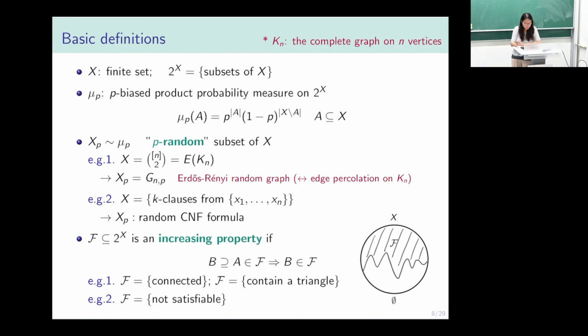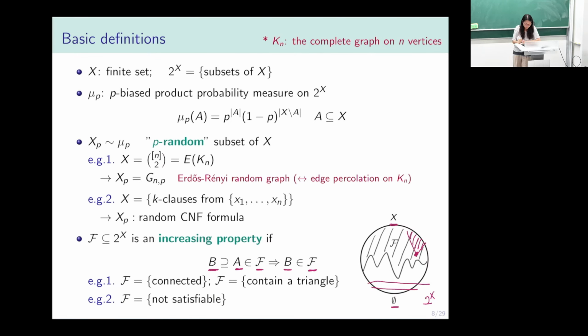Next, we use calligraphic F for an increasing property. The definition of an increasing property is this: whenever a set contains an element of F, then this set is also contained in F. In other words, an increasing property means we can't destroy the property by adding elements. On the right-hand side, I drew a picture of an increasing property. This circle is the picture of 2 to the X with the natural poset structure. We have the empty set at the bottom and the entire set on top. So in the first layer we have all of the singletons, in the second layer all of the doubletons, etc. An increasing property means whenever we have an element in F, then everything that contains this element is also in F.